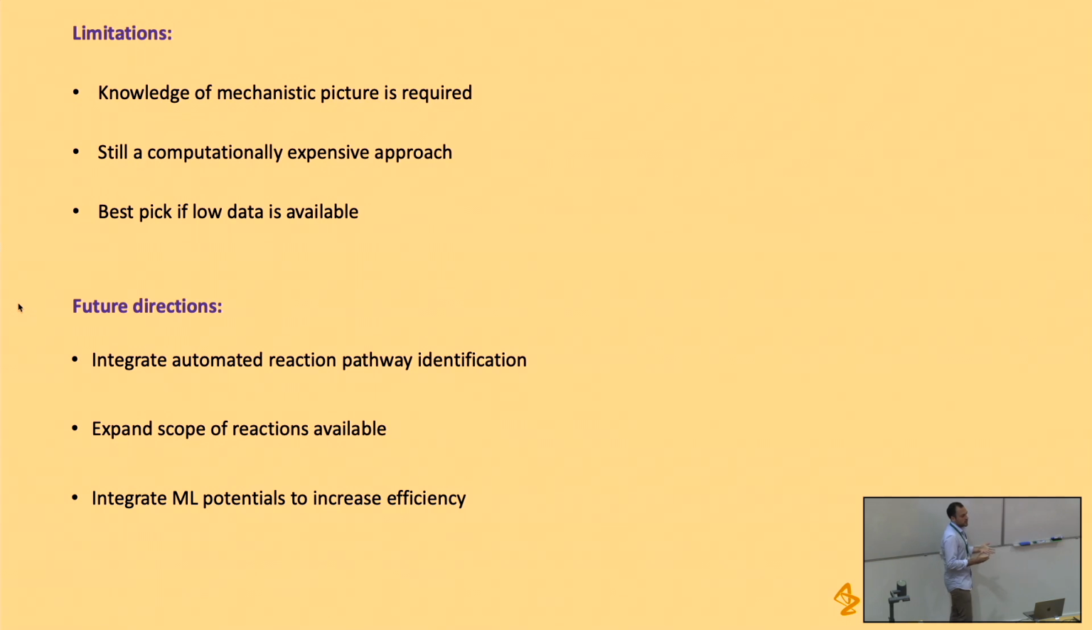It is still a very computationally expensive approach, which means that it might not be the best pick if you have a lot of data available. If you have a lot of data available, there's no point in running all of this. And the idea, as I said before, is that this solution is really more aimed at situations where we do know the reaction, we don't have much experimental data to work on, and so we can compensate with the QM calculations.